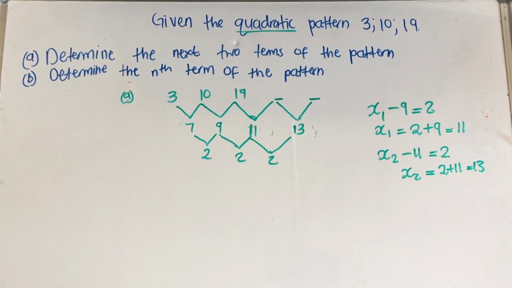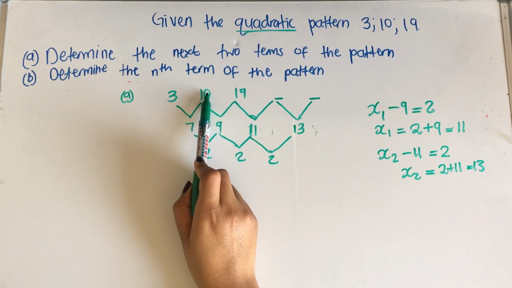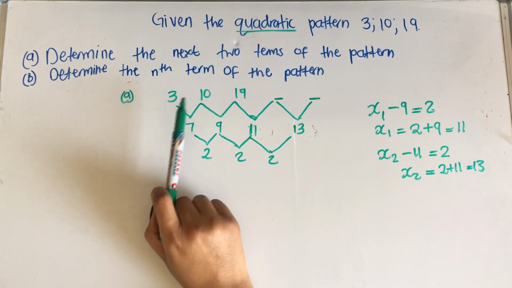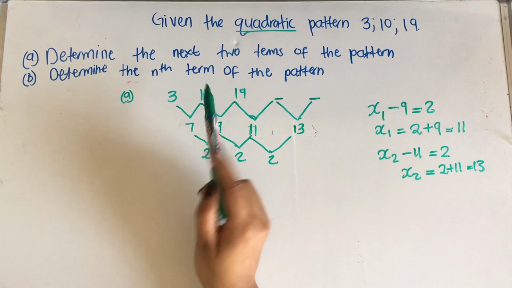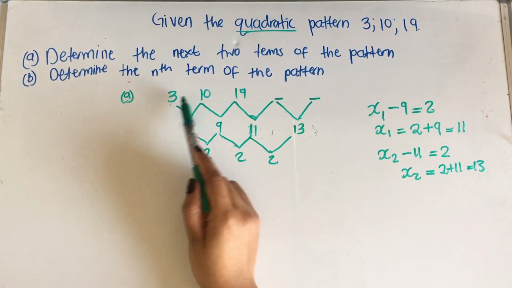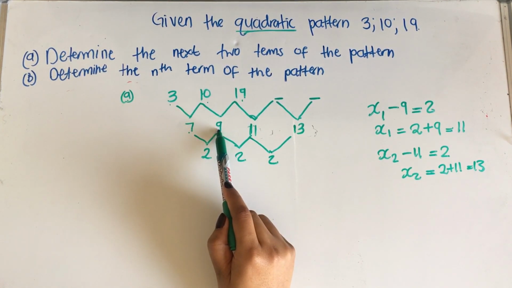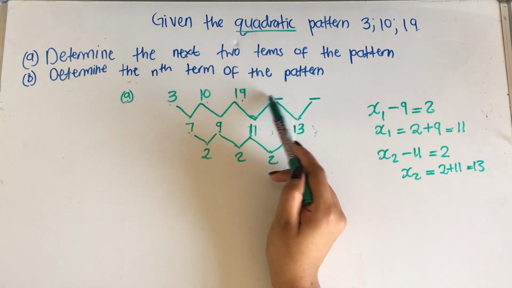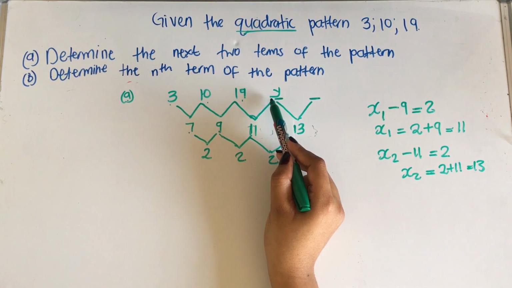Okay, so if I say 10 minus 3, I get a 7. 19 minus 10, I get a 9. You see? So this, which I'll just call y in this case, y, and this is going to be z.